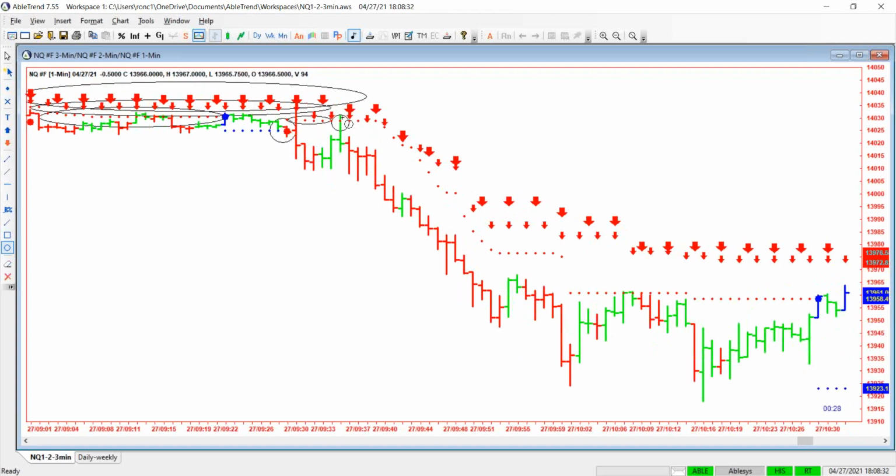Red means downtrend, sell. Blue means uptrend, buy. Green just means sideways, but you got red dots. A 1-minute sell signal, 2-minute sell signal, 3-minute sell signal. And you got a red bar, 4 sell signals on top of each other at about 9:35 Eastern, 5 minutes after the market opened.